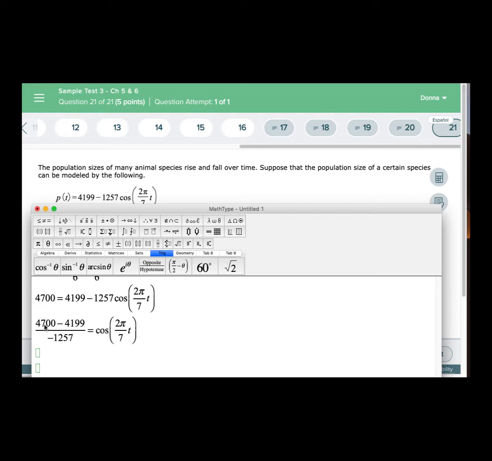We observe that the numerator, 4700 minus 4199, is going to be positive since 4700 is larger than 4199. The denominator is negative, so a positive divided by a negative means this value is going to be negative. So when we try to find the argument, 2 pi over 7 t, I know the calculator is going to give me an angle in the second quadrant, because that's where the cosine is negative, and that's where the inverse cosine function is defined. It'll give you values between 0 and pi.